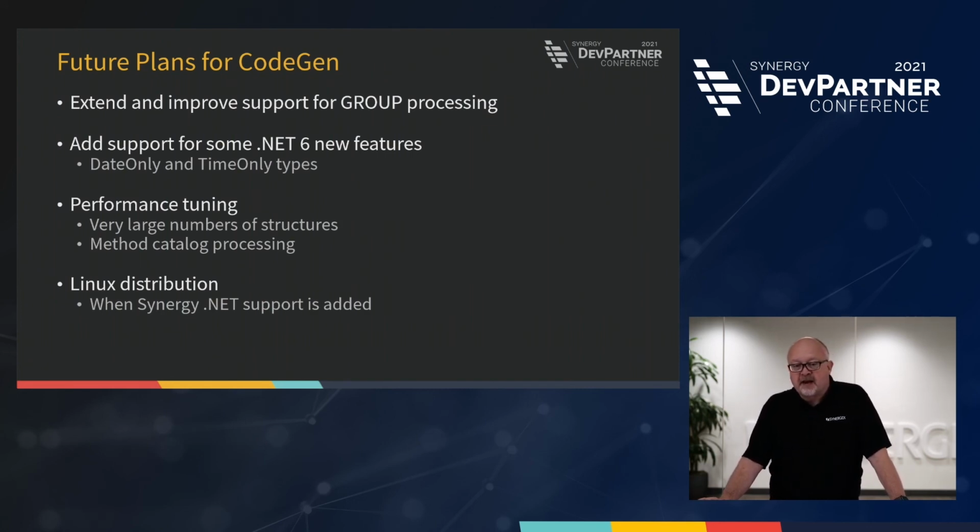Also, when we're dealing with method catalog processing, the method catalog XML file is getting parsed more often than we need to right now. So we'll be trying to do some tuning in that area.